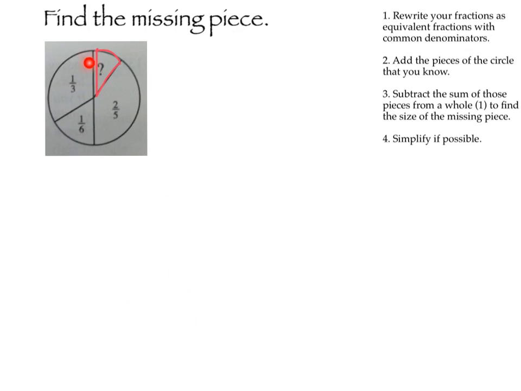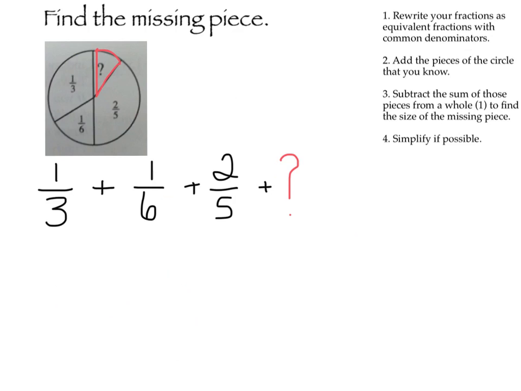Well, we know that this 1/3 plus 1/6 plus 2/5 plus this little wedge all have to make up a whole, because altogether they form the circle. So I'm going to write an equation to show what I just said there, that 1/3 plus 1/6 plus 2/5 plus that unknown piece have to add up to 1. They have to add up to a whole.